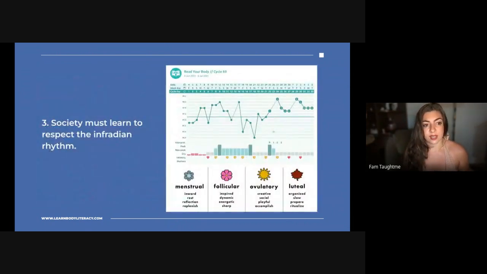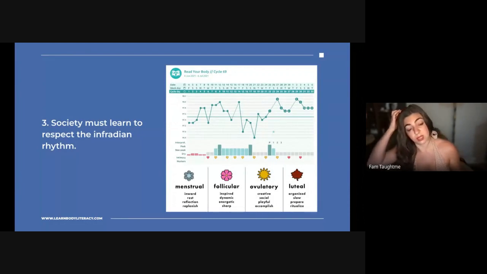The third is that society must learn to respect the infradian rhythm. This is important because it will change the way that we do things by understanding that week to week we are different and that we have different needs, especially in the luteal phase when we're leading up to the next menstruation. It's really important to adjust our routine for our energy levels and for our rest because menstrual work is work. We're going to be doing bodily work that basically goes unacknowledged. And that's part of the reason why it's so concealed in our society, why there's such a huge concealment imperative.